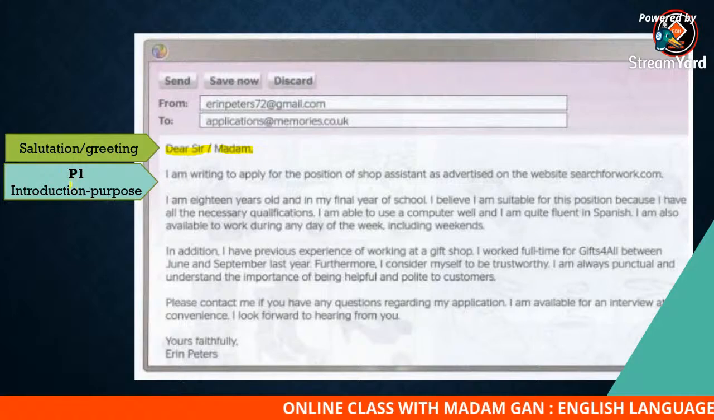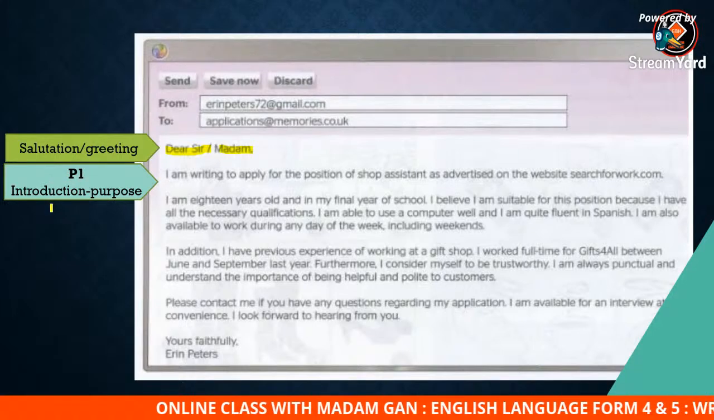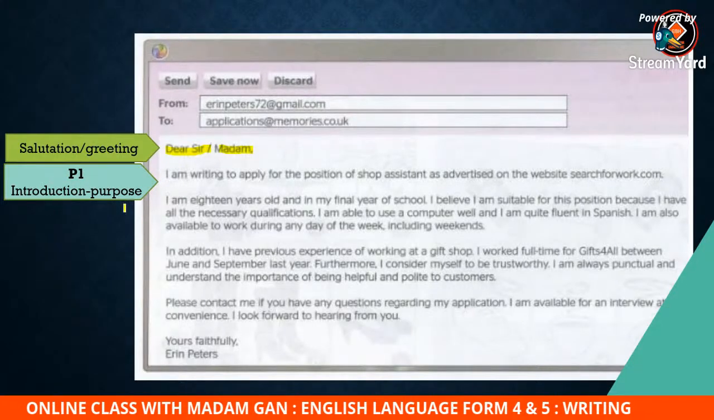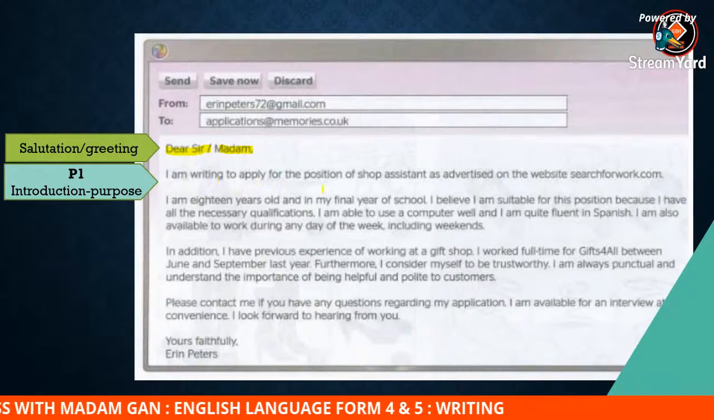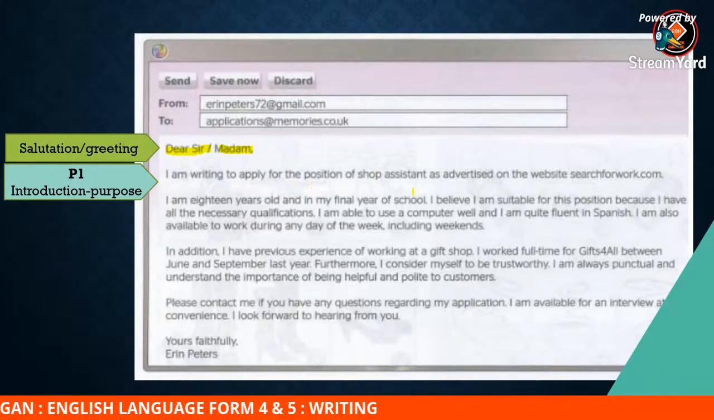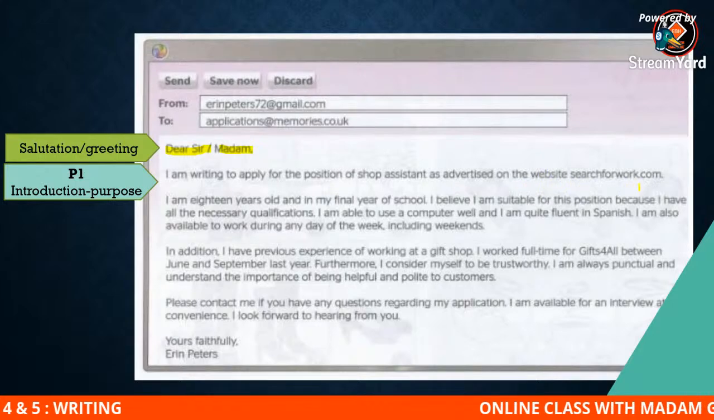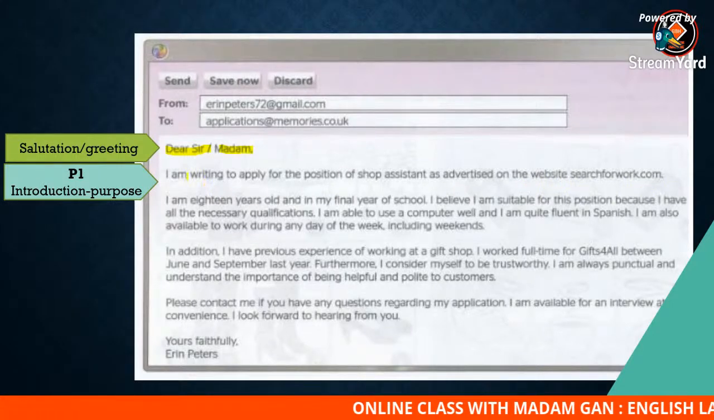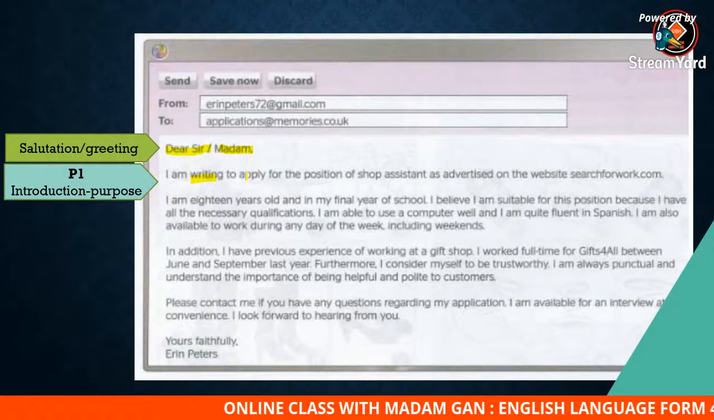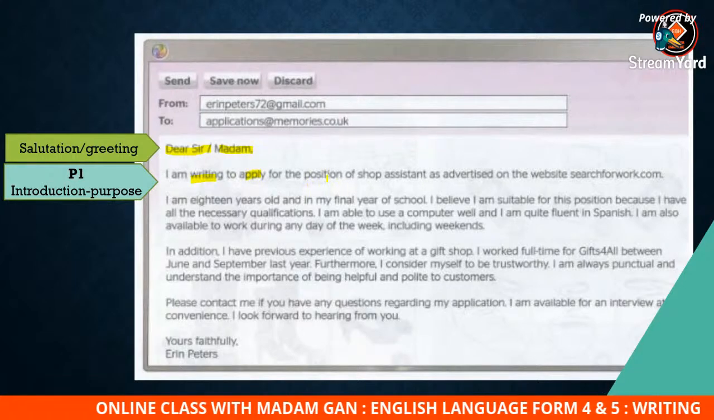Okay. So P1 is paragraph 1. Don't forget that you have introduction and the purpose. So I'm writing to apply for the position of shop assistant as advertised on the website searchforward.com. So this is the purpose. You're writing to apply for the position or a job.